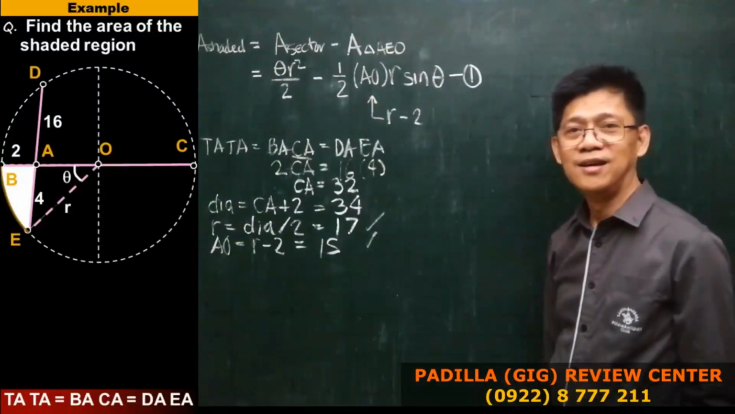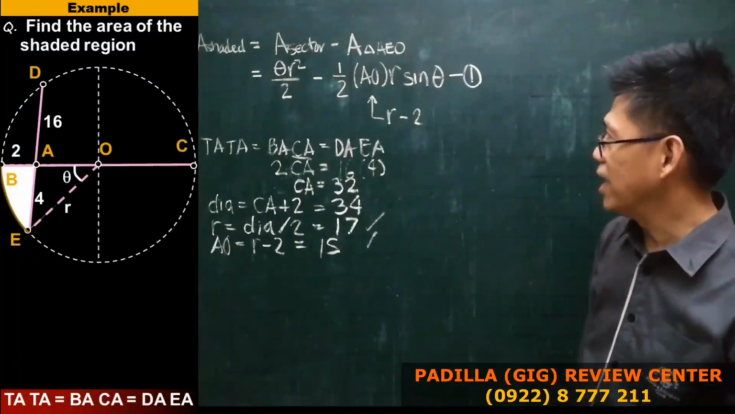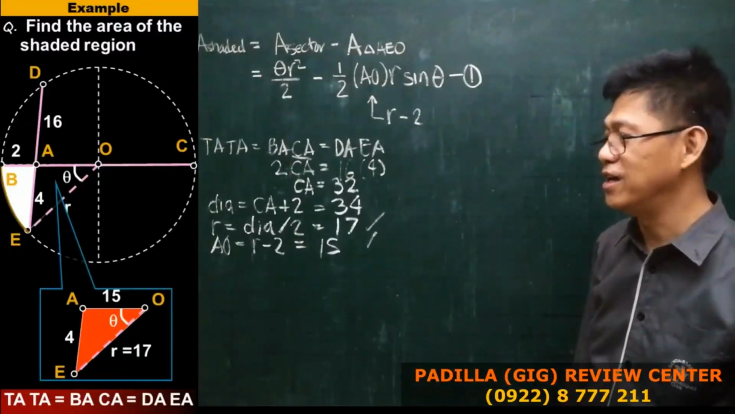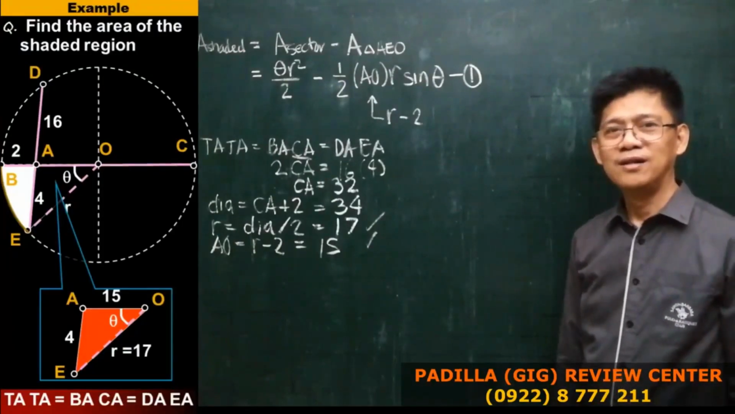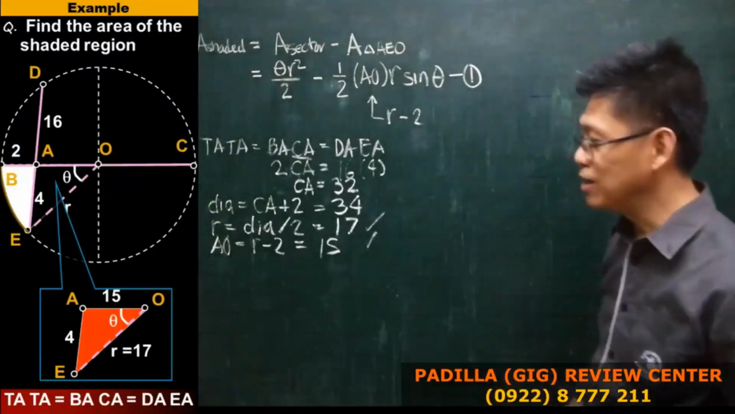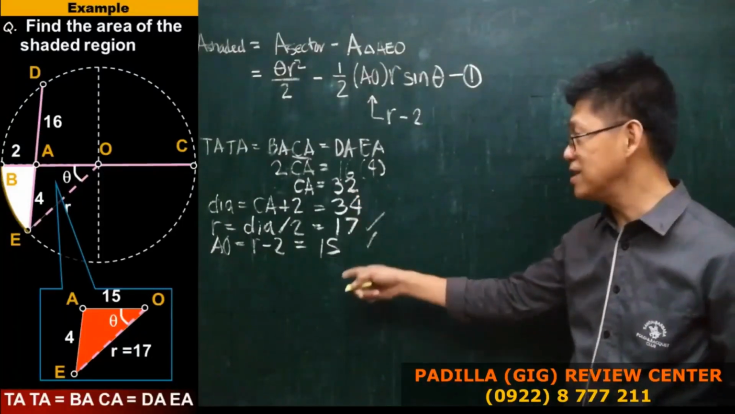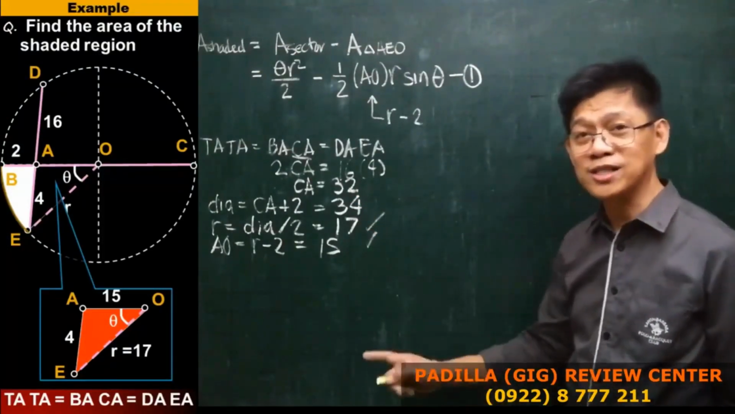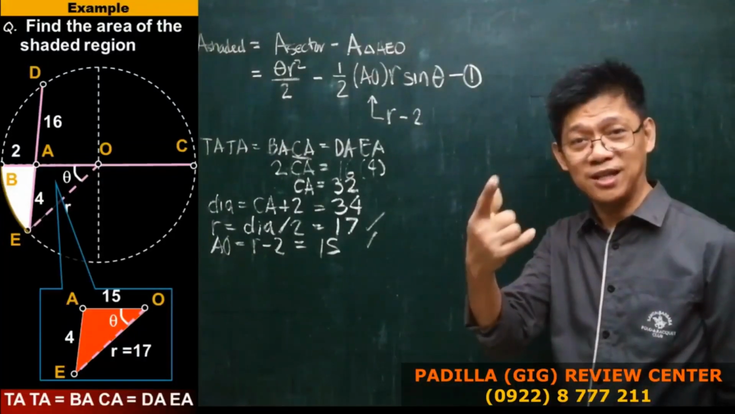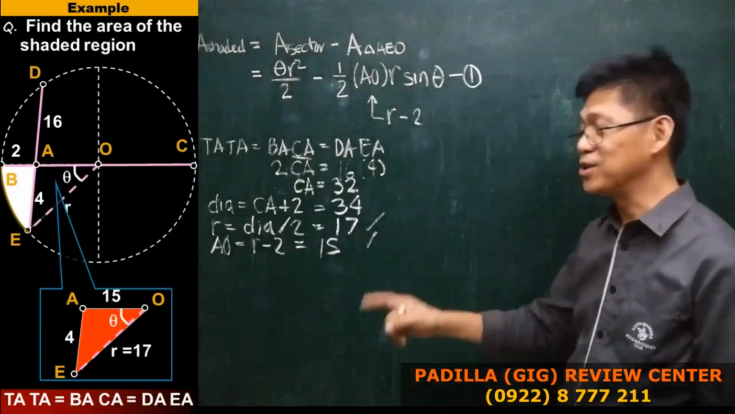Theta. So, to solve theta, consider triangle AEO. Let me isolate triangle AEO. Now, in triangle AEO, following the rule of 3, we have AO, which is 15, we have R, which is 17, and the other side, 4. Three sides, can we solve the angle? Yes. We were able to satisfy the rule of 3. So, how do we solve theta?